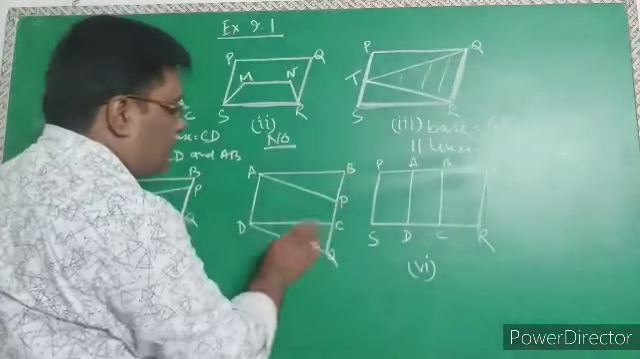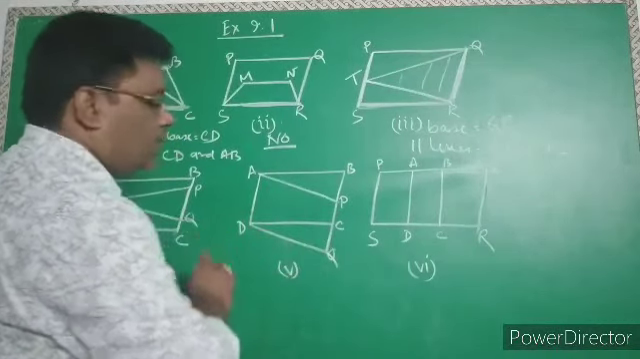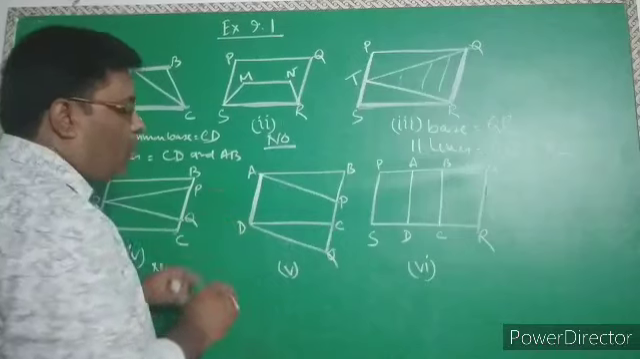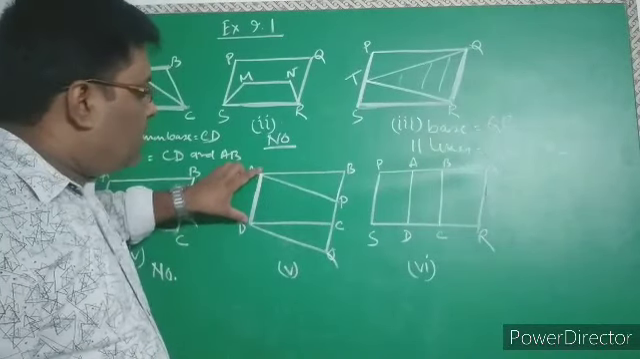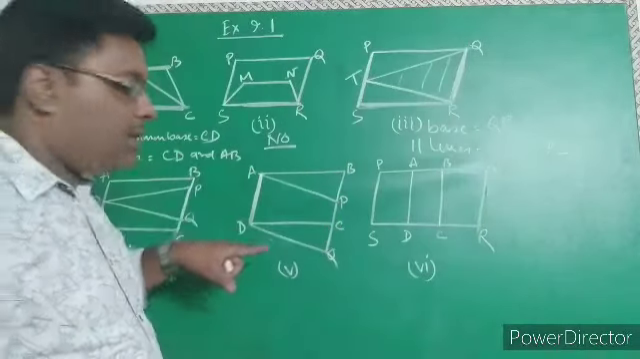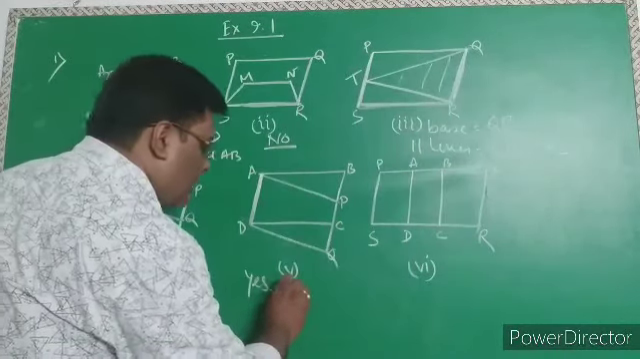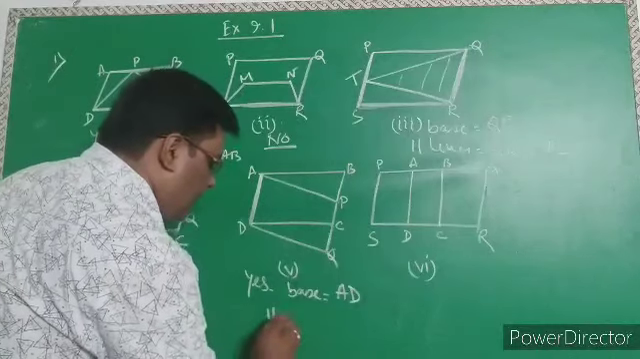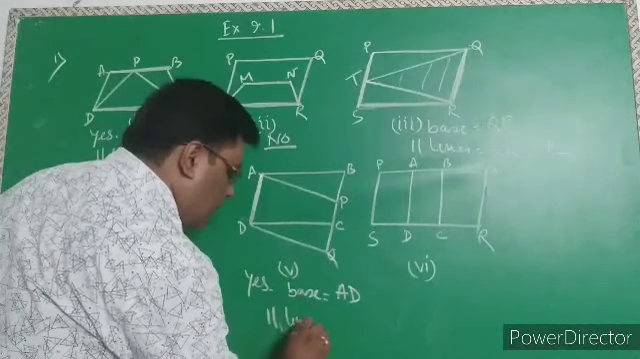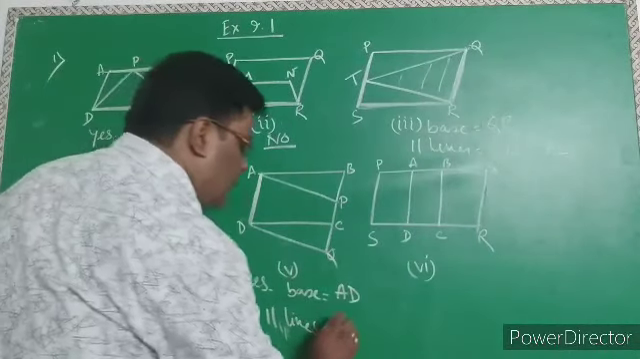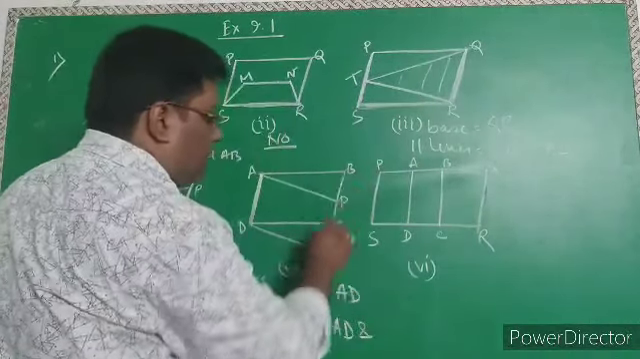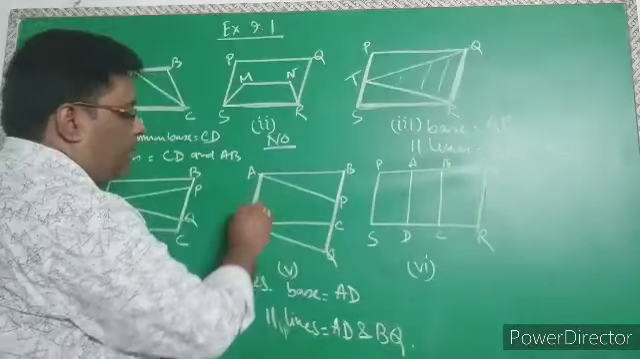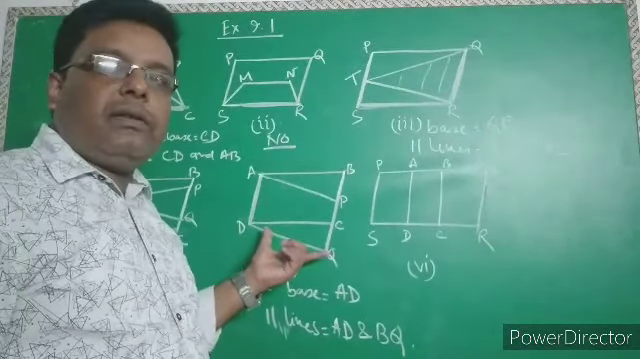Here ABCD is a parallelogram and APQD is also a parallelogram, and here AD is considered the common base. So then both the figures lie between the same parallels. So yes, the common base will be AD and the parallel lines are AD and BQ. So BQ and AD are parallel. Both the figures lie between these two parallel lines.